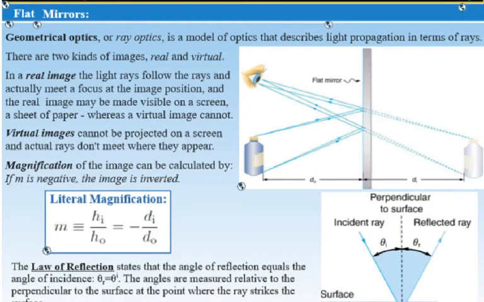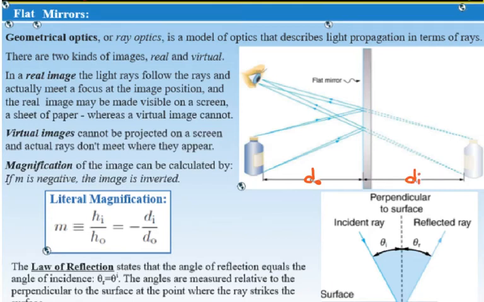Also, the images that appear are not always the same size as the object itself. So there is a formula for calculating the magnification of the image. It is equal to H_I, the height of the image, over H_O, the height of the object. It also equals the negative of the distance to the image over the distance to the object. In the picture you see the distance to the object, and this is the distance to the image where it appears.